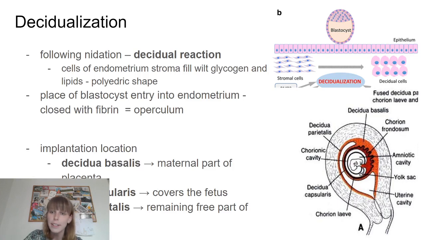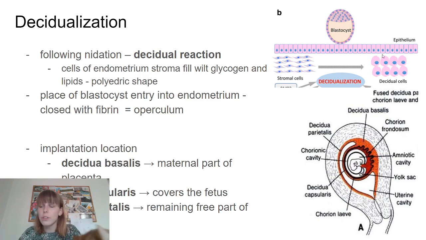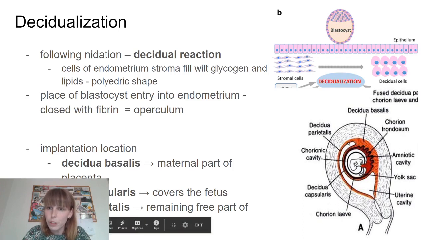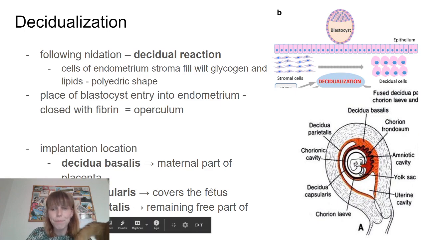So on this side, the placenta will start to develop, but all the rest of the wall of the uterus will also change. The change will happen to the cells in the endometrium everywhere. So the endometrium is lining the wall of the uterus, and here it will be called decidua basalis, because it's the base of the place where the nidation happened. This will become part of the placenta, and then the rest will be called either decidua capsularis or decidua parietalis.